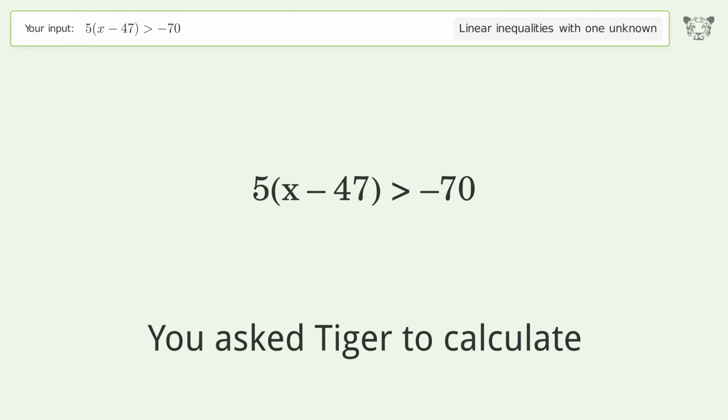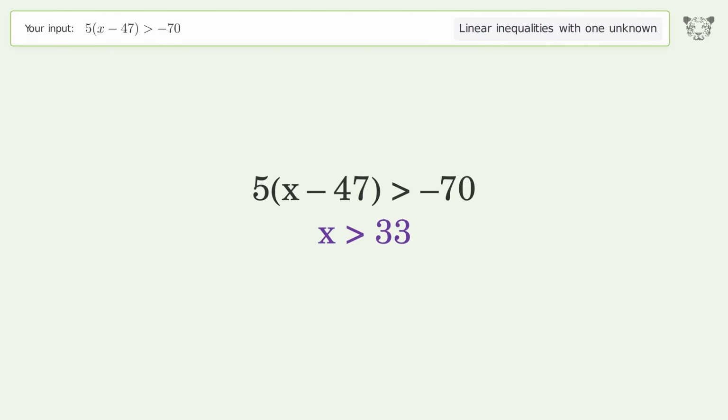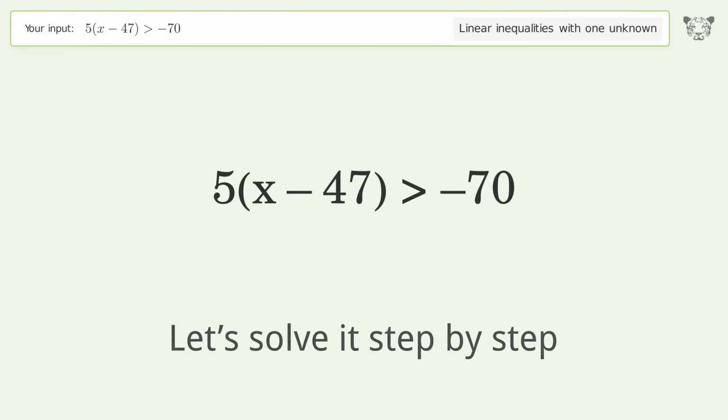You ask Tiger to calculate. This deals with linear inequalities with one unknown. The final result is x greater than 33. Let's solve it step by step.